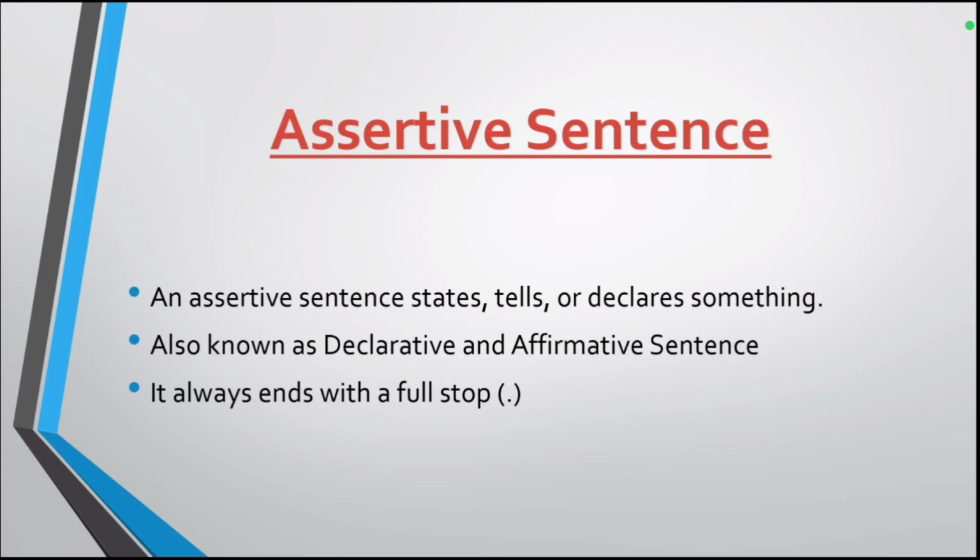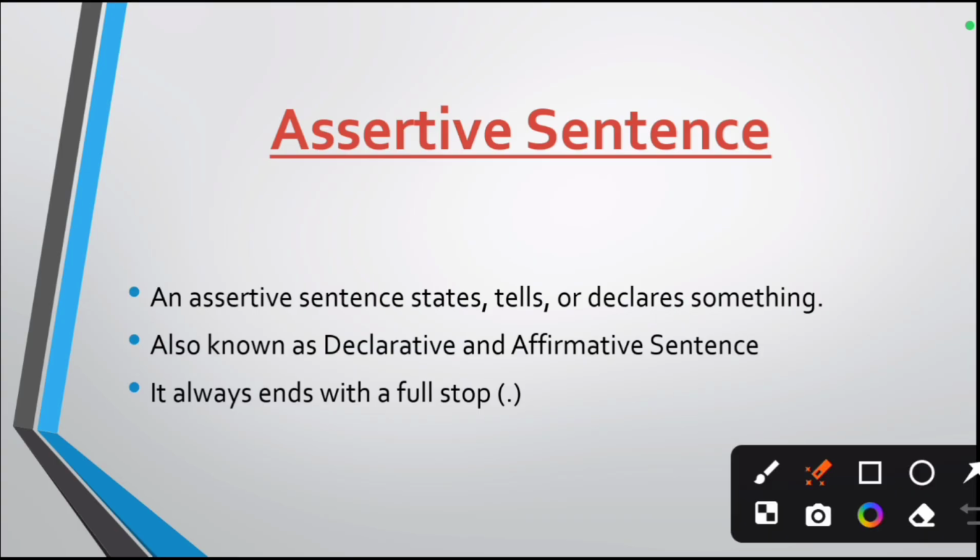First one, assertive sentence. What is an assertive sentence? An assertive sentence states, tells or declares something. That is why it is known as a declarative and affirmative sentence. It's very clear, it states things, it declares things. That is why it always ends with a full stop.